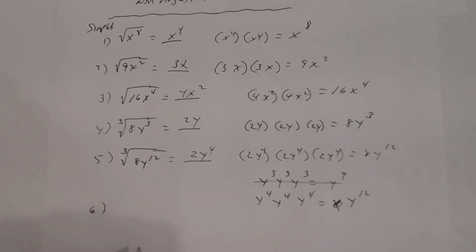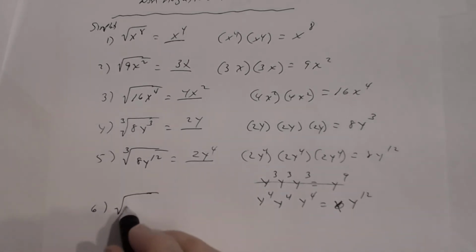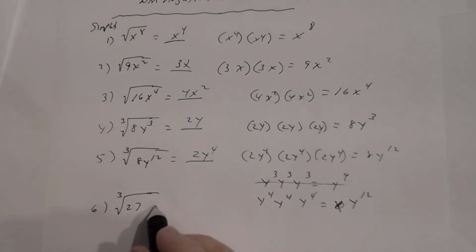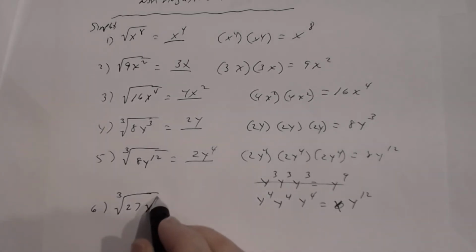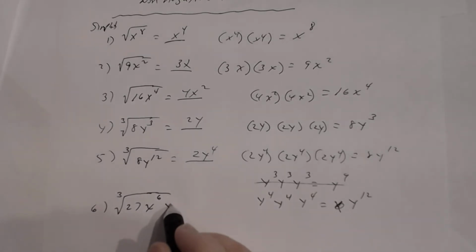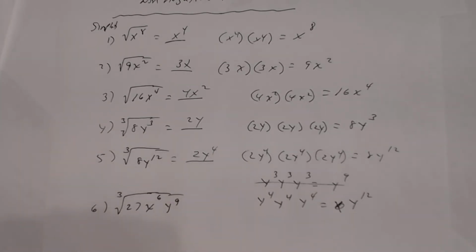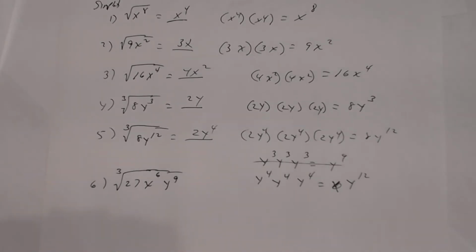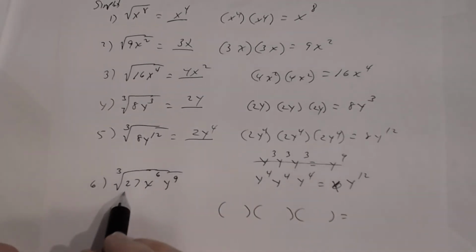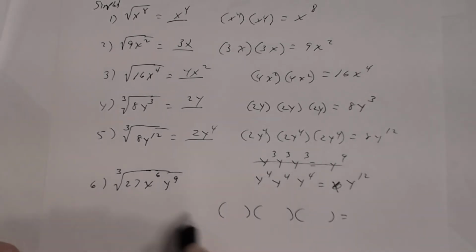Number 6, suppose we had the cube root of, let's say, 27 x to the 6th power, y to the 9th. So the cube root of 27 x to the 6th power y to the 9th. All right, so remember you're asking yourself, what's the cube root of 27? That's always easiest to deal with. So what times itself 3 times is 27? Well, 3, right? That will give me 27.